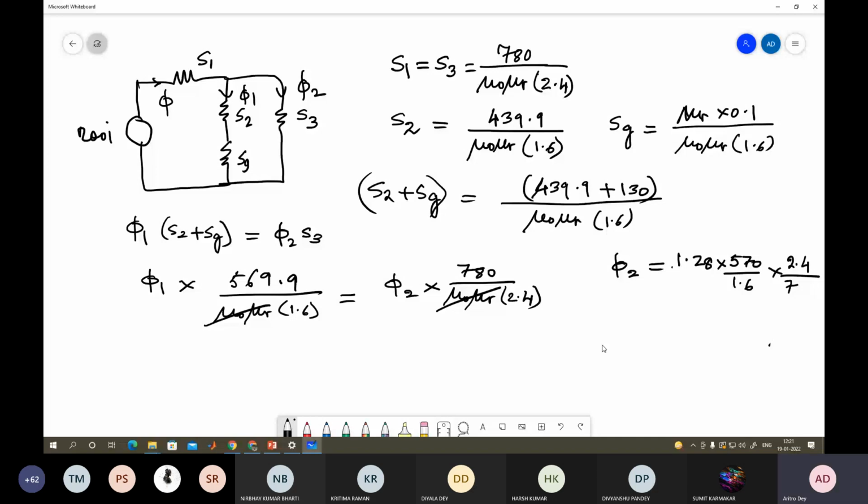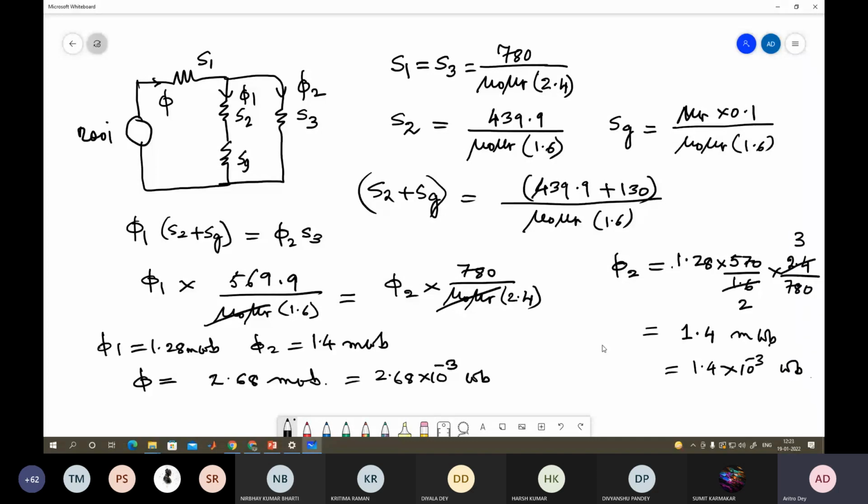Okay. So now what is your total? You know phi 1 is equal to 1.28 milliweber. You know phi 2 is 1.4 milliweber. So what is your phi? It is the sum of these two, so it is 2.68 milliweber, right? Or 2.68 into 10 to the power minus 3 Weber. So now you have to find out the MMF. So this total MMF required, which is your 200I, is equal to phi into S1 plus phi 1 into this, or phi 2 into S2, S3. So that you need to solve.